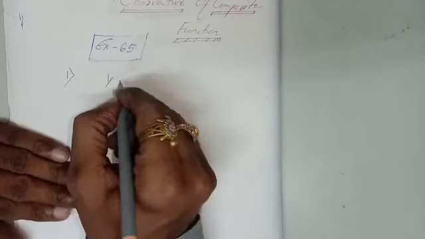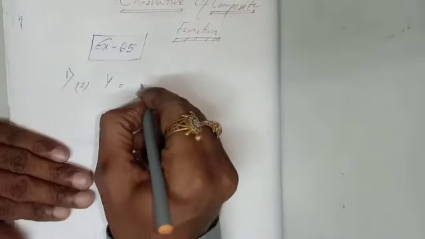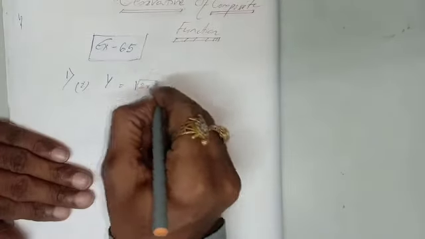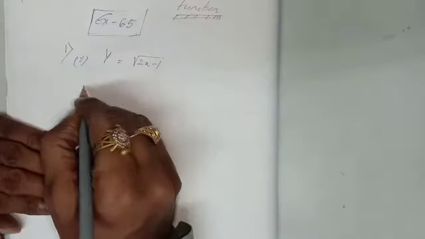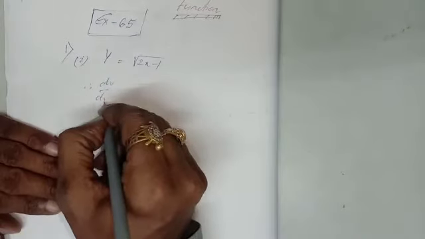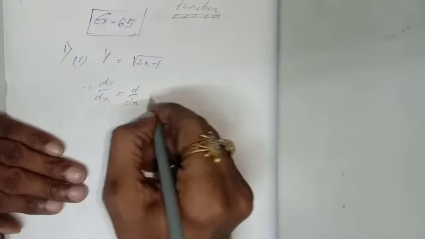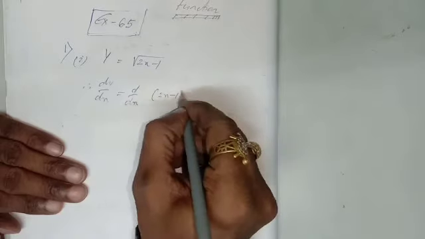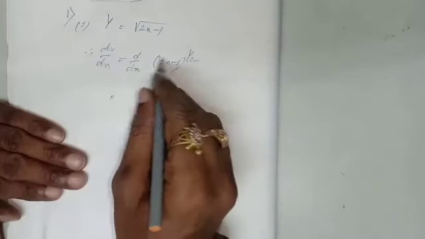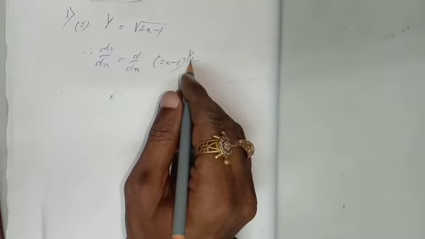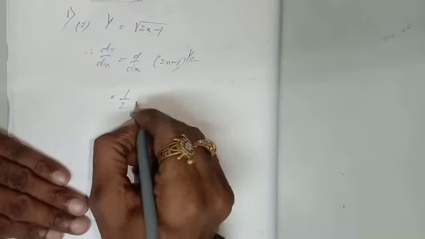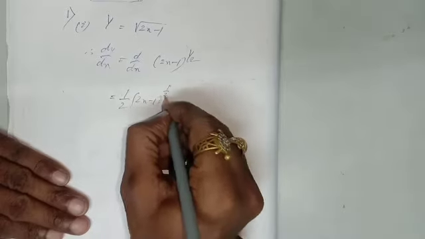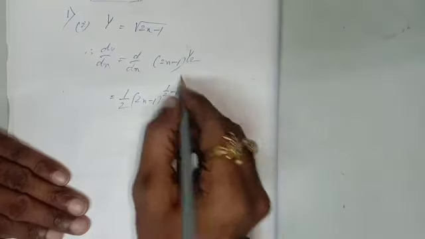The question given, first part: y is equal to root over 2x minus 1. Therefore dy by dx is d by dx of (2x minus 1) whole to the power 1 by 2, as root over is power half. Think of it as x to the power 1 by 2: the power comes first, half, then (2x minus 1) to the power half minus 1, into the derivative of the bracket part.